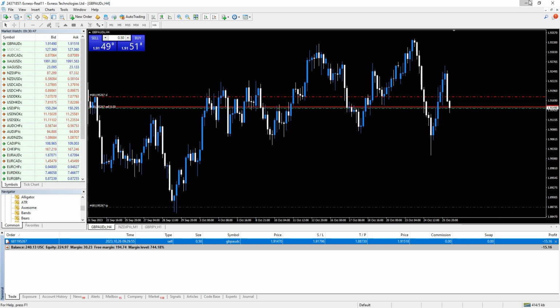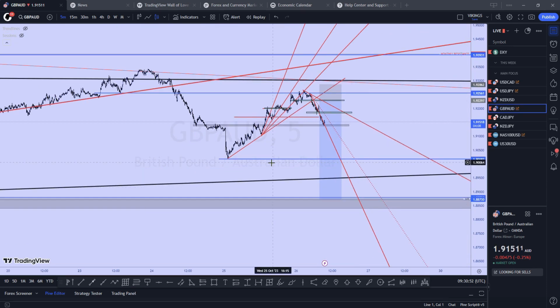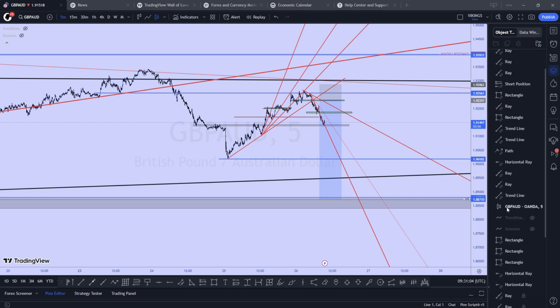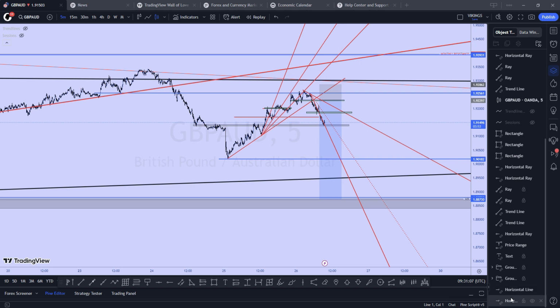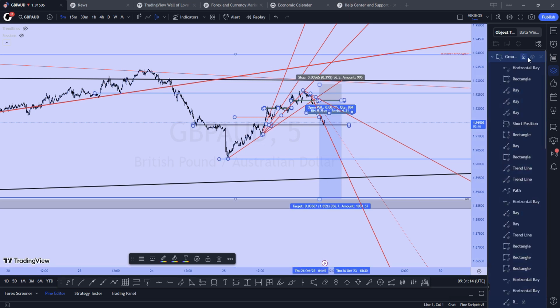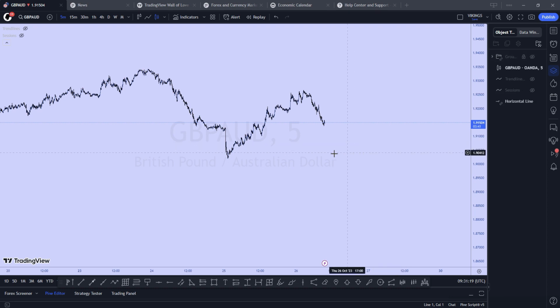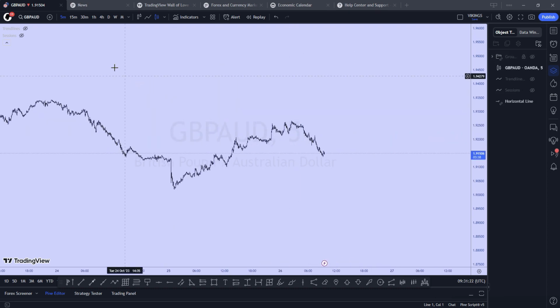Okay, so 1:8. Yeah, and the first reason is, with trend lines, you guys will see. Let me mute this one. Let me take everything off my chart so the chart becomes normal. Let me turn everything off here so my chart becomes normal.